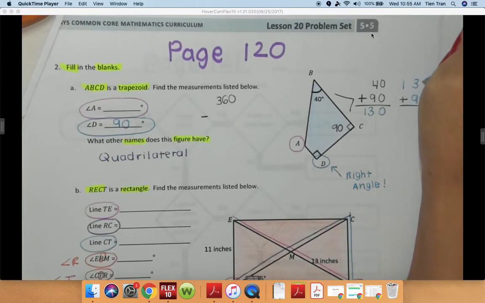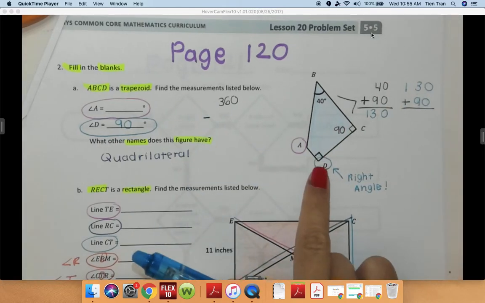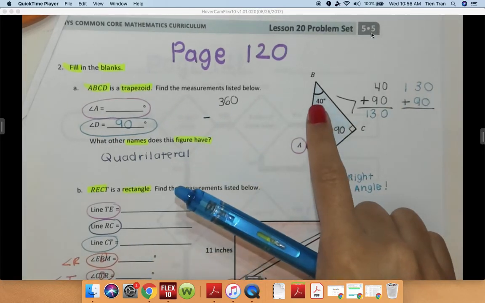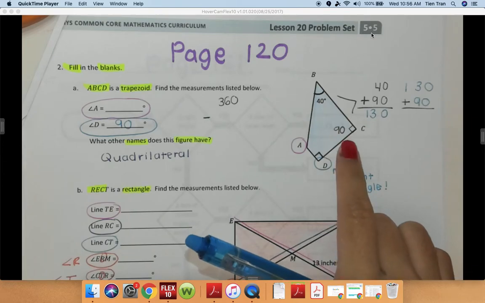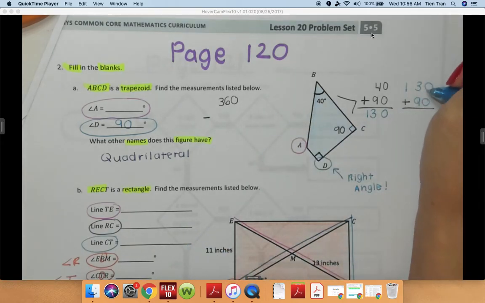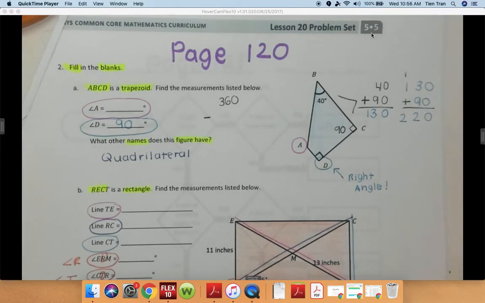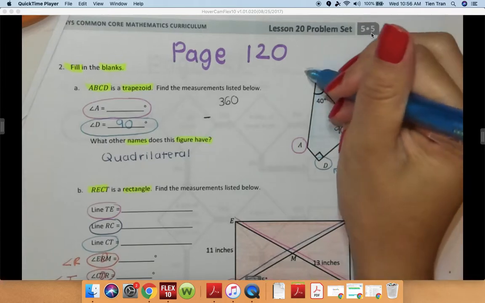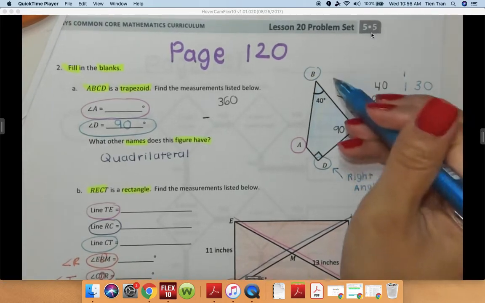So I'm going to add 130 plus 90 degrees, which is this angle. So I'm basically adding 40 degrees plus 90 degrees plus 90 degrees. So now I'm going to add that together. 0 plus 0 is 0. 9 plus 3 is 12. 1 plus 2 is 3. So I get 220.